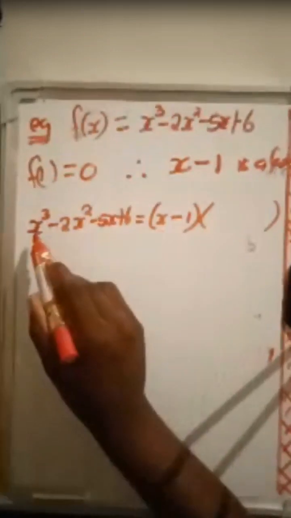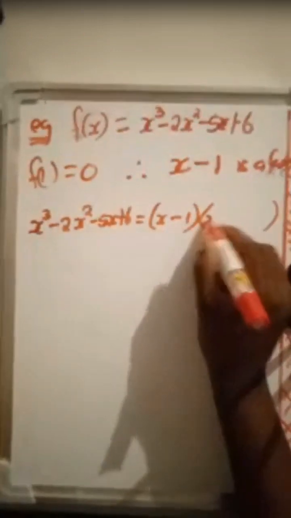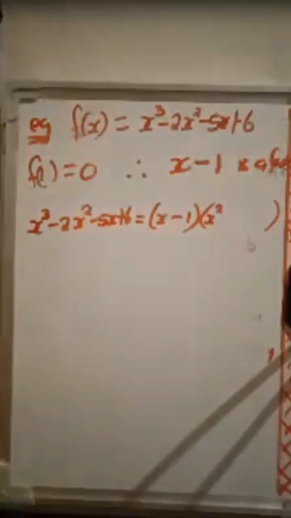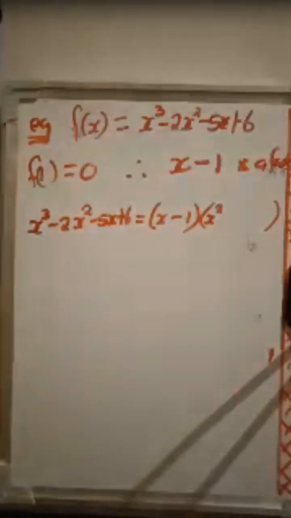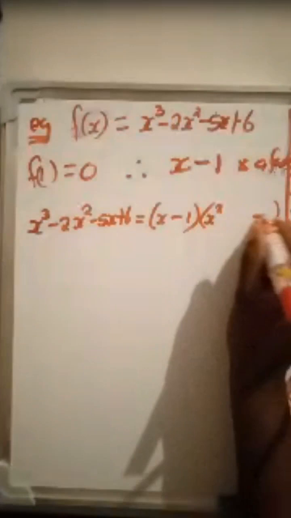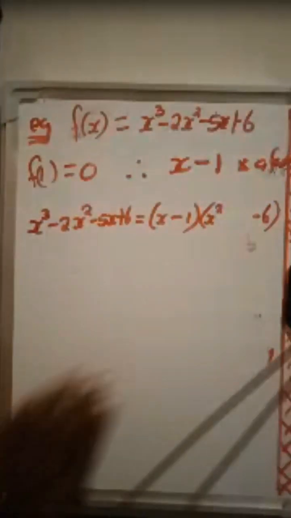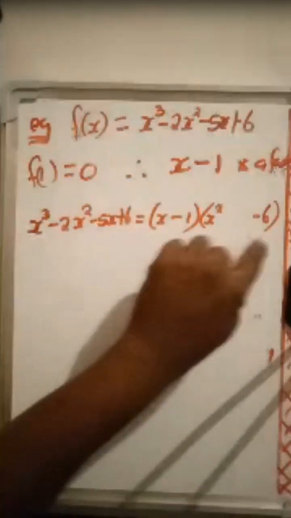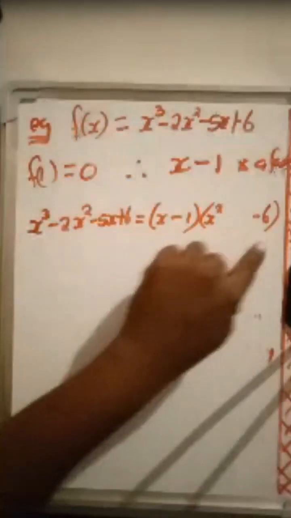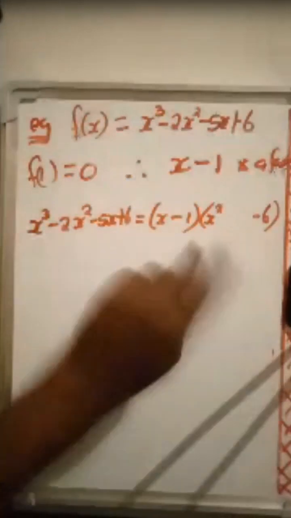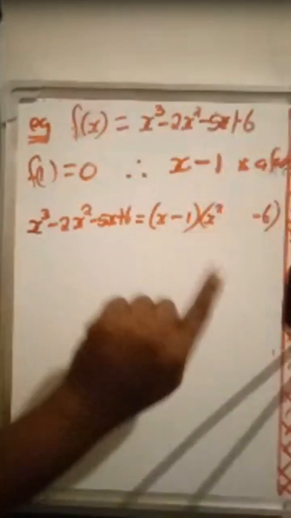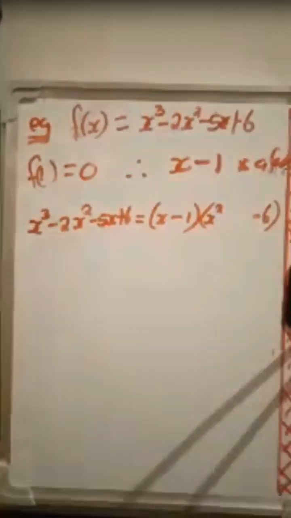If you divide x cubed by x, what do you get? You get x squared. Then you divide 6 by negative 1. What do you get? You get negative 6. Okay, so if you divide like this, you're going to get a trinomial on this side. So we want the second term.